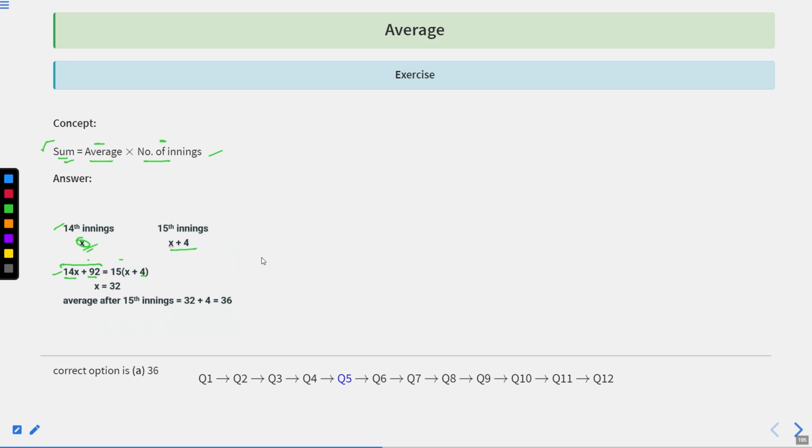Okay. So now both sides you have x. You can easily solve them and you will have x equal to 32. So after the 15th inning, his new batting average will be 32 plus 4, that is 36. So the correct option here is A, that is 36.